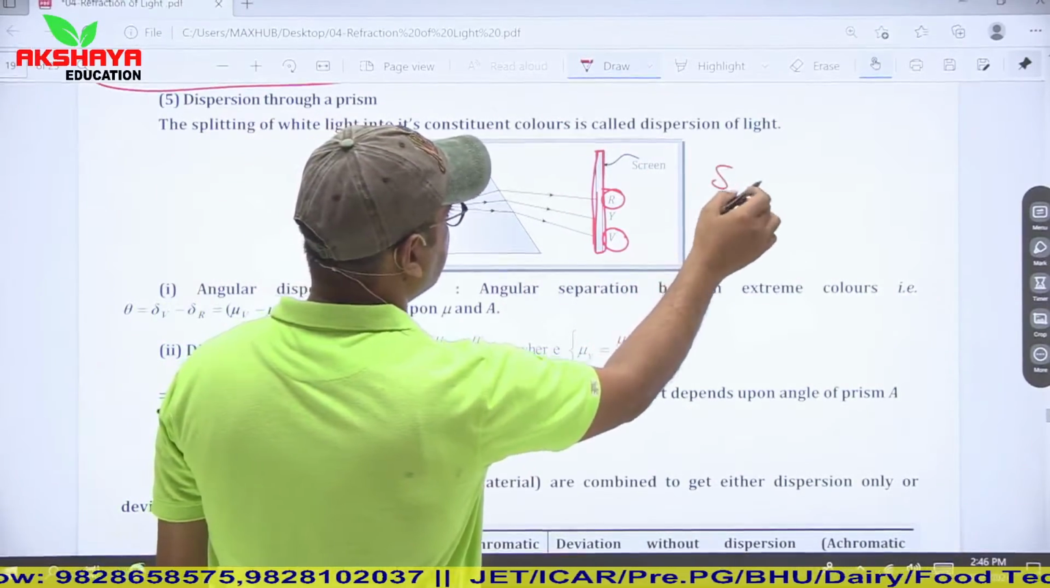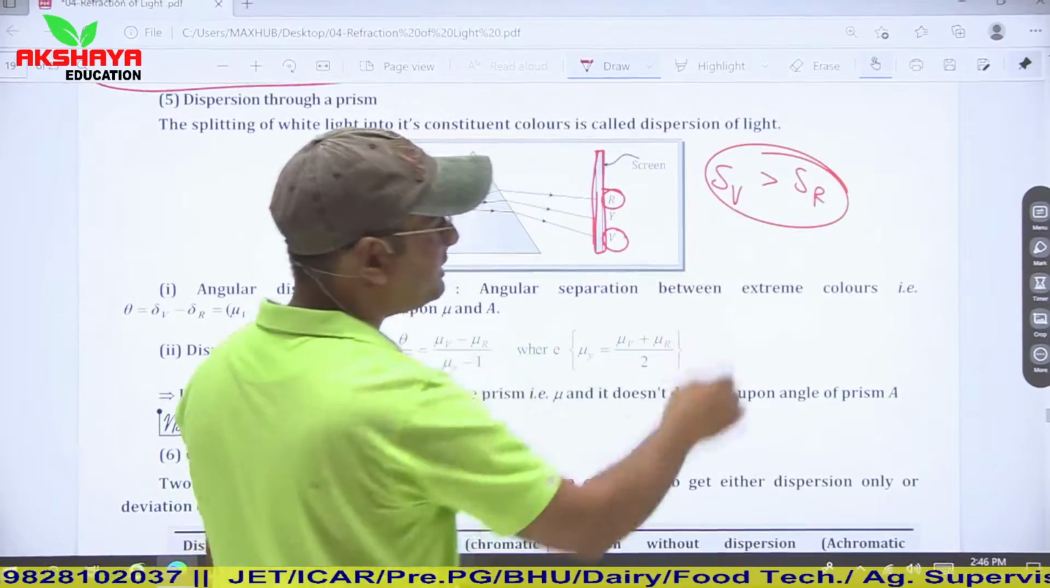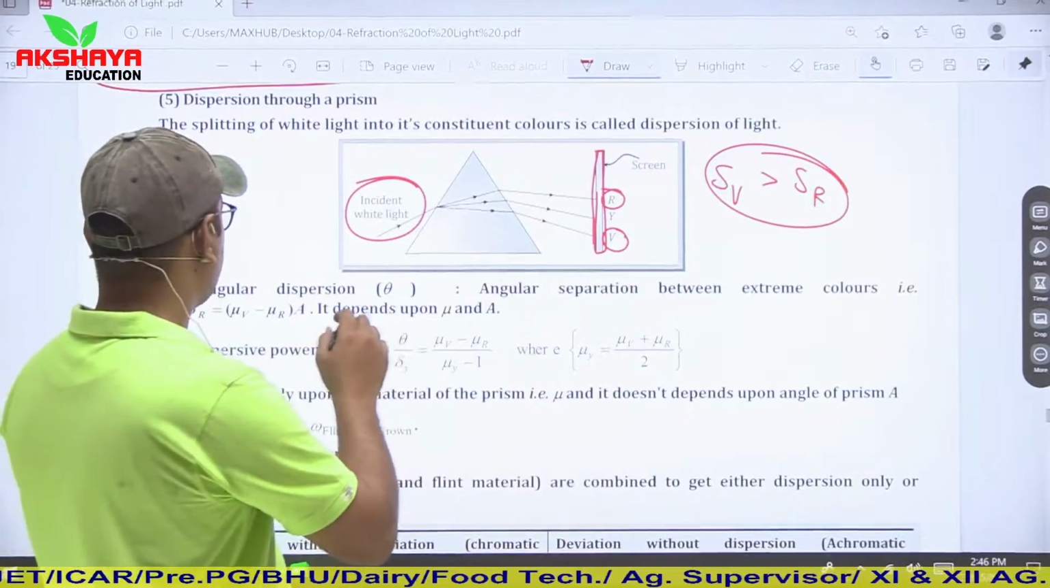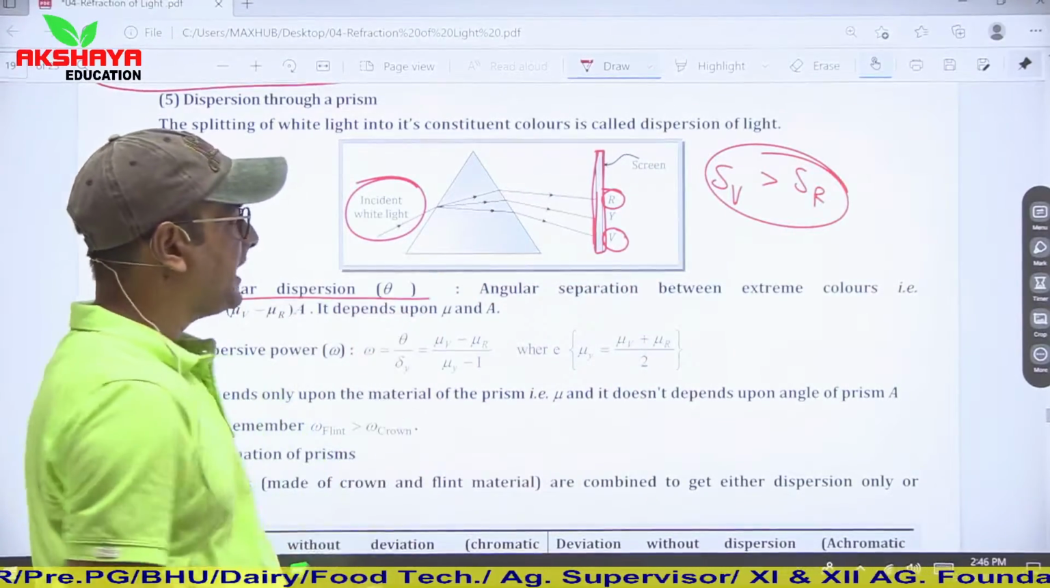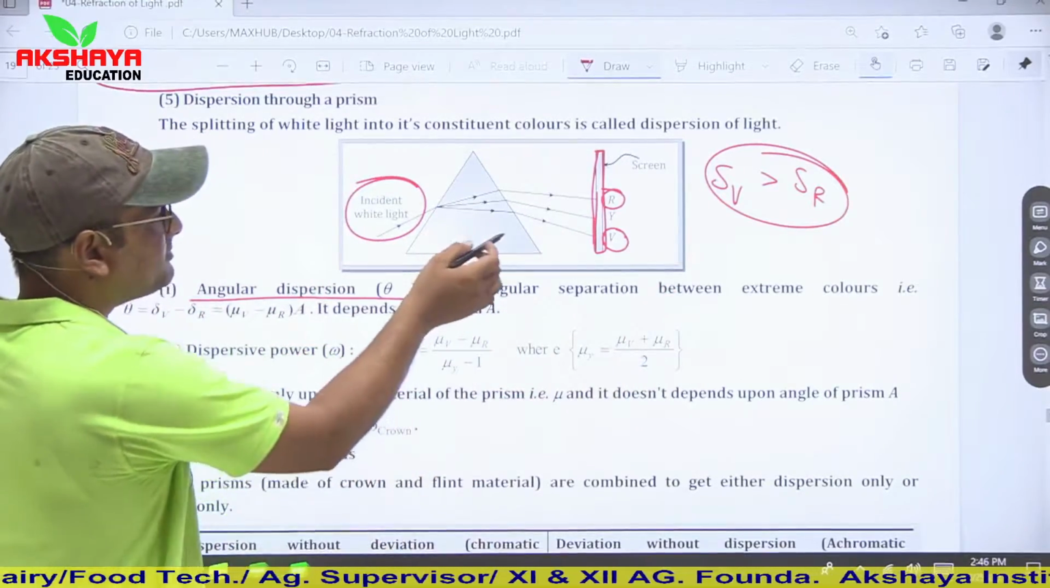So maximum deviation is in violet color and minimum is in red color. So we have seen this relation based on refractive index and wavelength. Now see angular dispersion. Angular dispersion is the angular separation between extreme colors. So it can be explained by this.